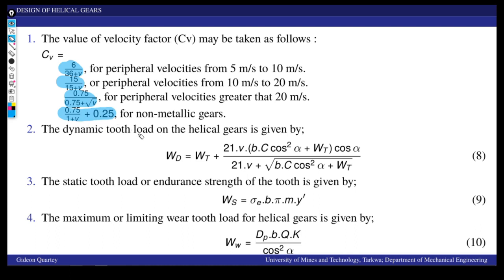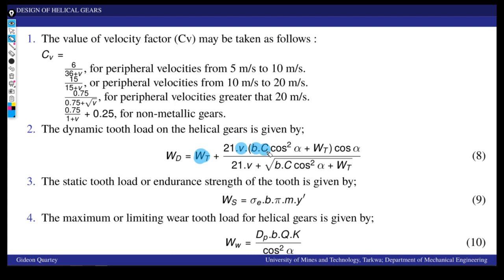We have the dynamic tooth load on the helical gear to be this expression here, right? Just similar to that in spur gears. Meaning that all these have their respective meaning as defined in the design of spur gears. So here we have the tangential load, right? We have the velocity and face width.